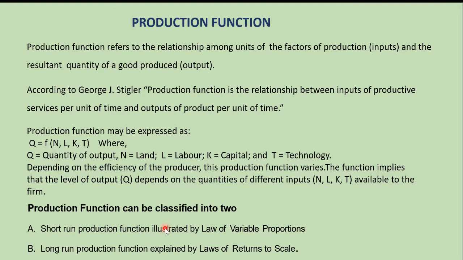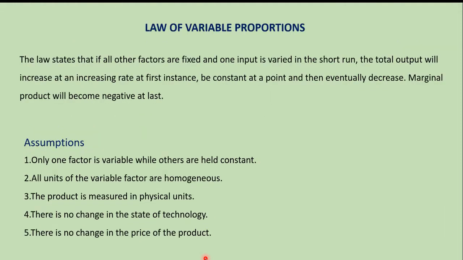If they ask, how is production function classified? Production function can be classified into 2. 1. Short run production function as illustrated by the law of variable proportion. 2. Long run production function as explained by the law of returns to scale. So first let us see the law of variable proportion. What do you mean by variable proportion?